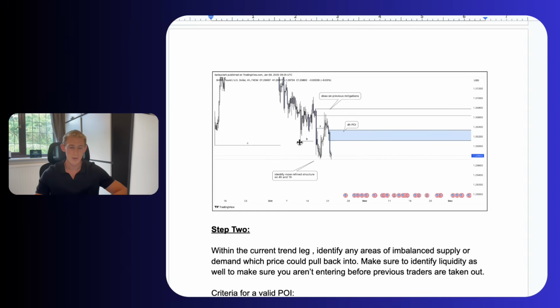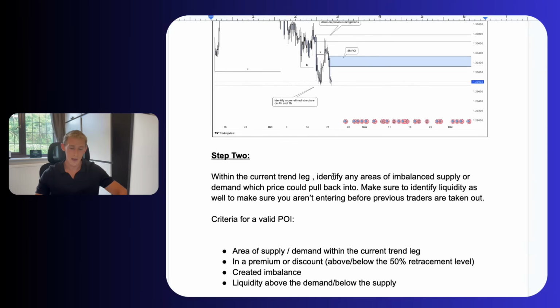So looking at this picture right here, we can see that price created a breaker structure, then retraced into an area of supply, reacted from it and pushed towards the trend lows. So what I'm looking for here is between the high and the low, I'm looking for price to pull back into an area of supply and then look to short from that area, right?